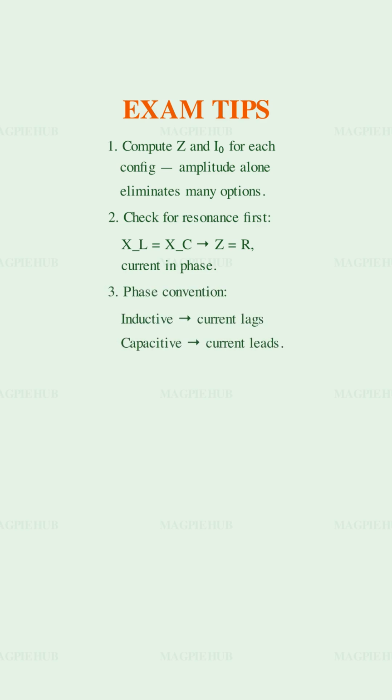Tip 4. For quick impedance calculation, recognize the 3-4-5 Pythagorean triple. If R is 30 and net reactance is 40, Z is 50.